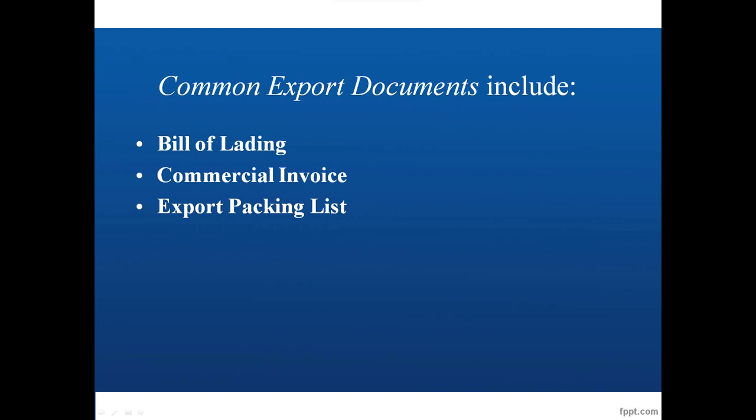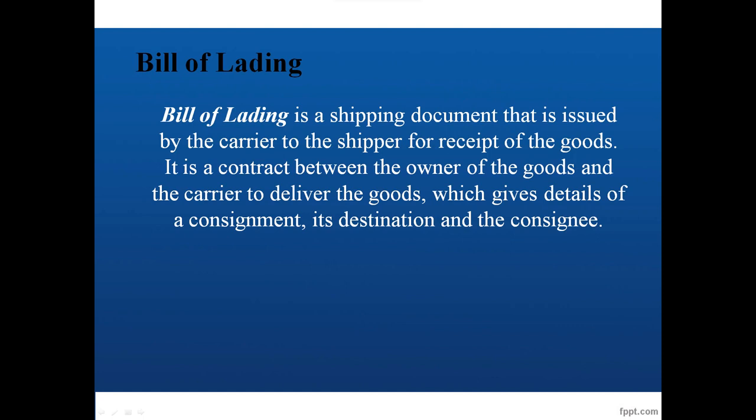Common export documents include bill of lading, commercial invoice, export packing list. Bill of lading is a shipping document that is issued by the carrier to the shipper for receipt of the goods. It is a contract between the owner of the goods and the carrier to deliver the goods, which gives detail of a consignment, its destination, and the consignee.